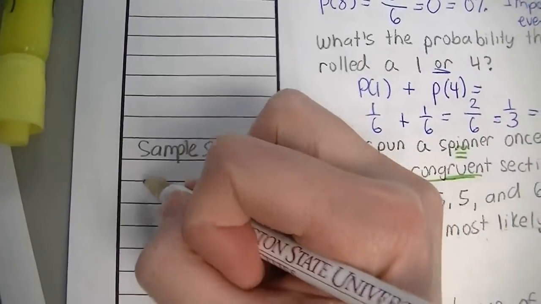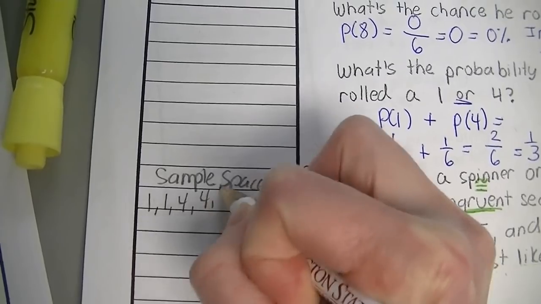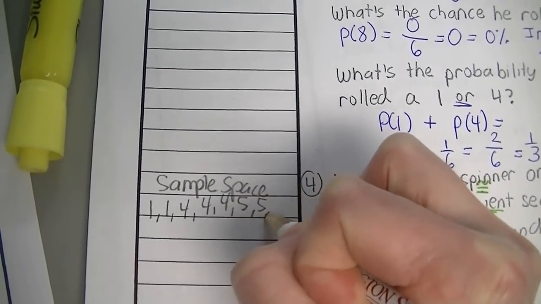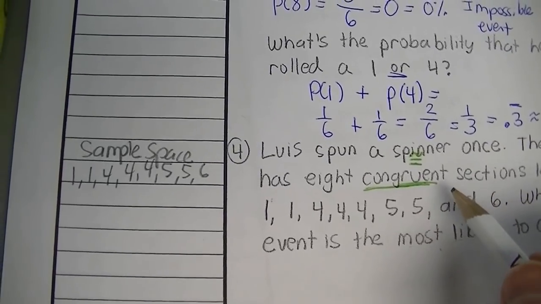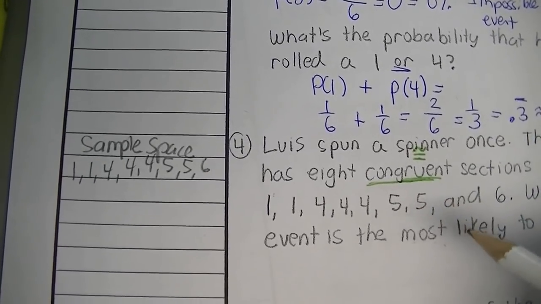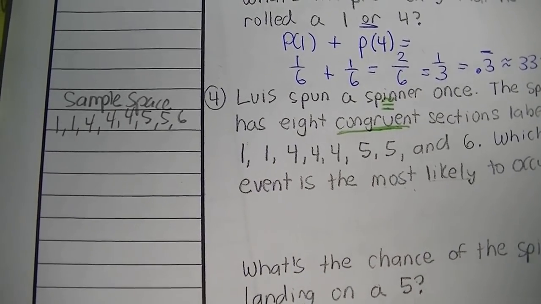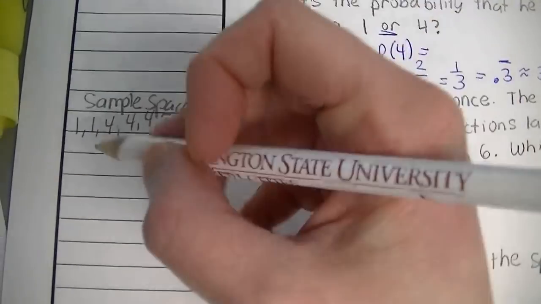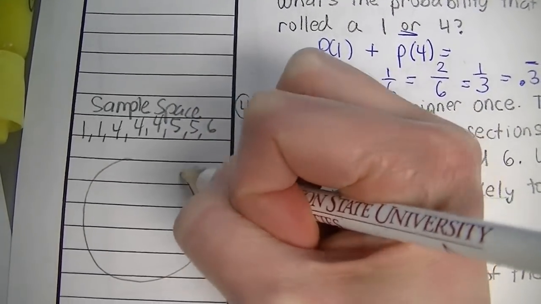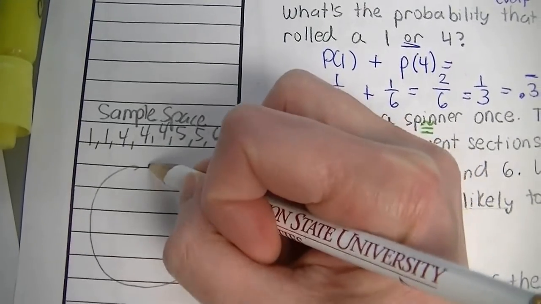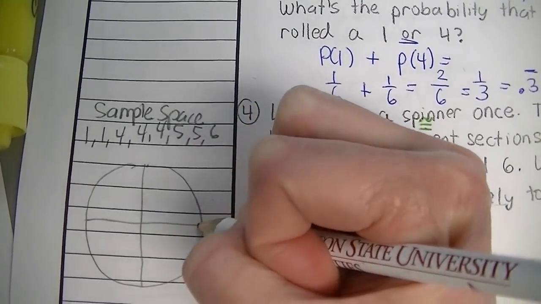And you can land on a 1, 1, 4, 4, 4, 5, 5, and 6. And it's important that they said they're congruent sections, because if they weren't congruent sections, then that really wouldn't work, because you want each thing in your probability to have an equally likely chance of happening. So I'm going to try to draw my best circle here and make each of the sections congruent to each other, but use your imagination, because it's probably not going to turn out congruent.